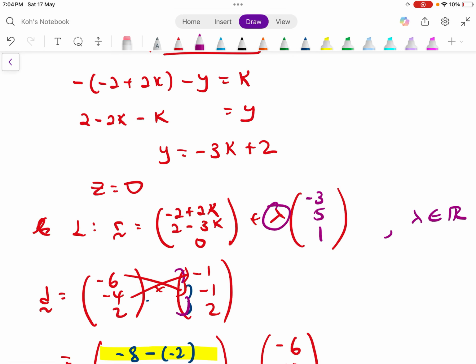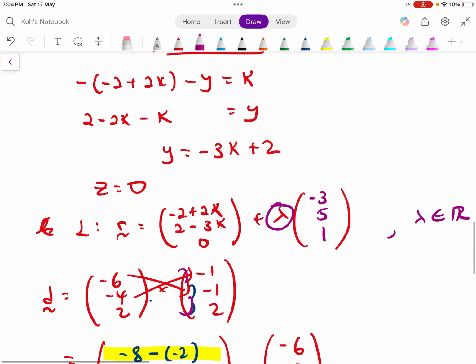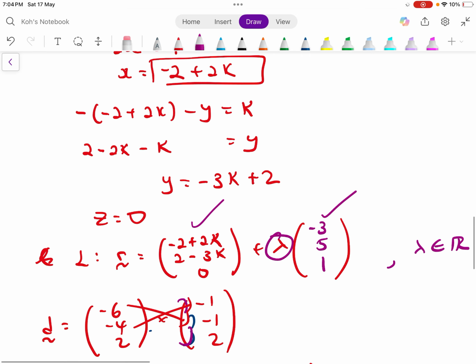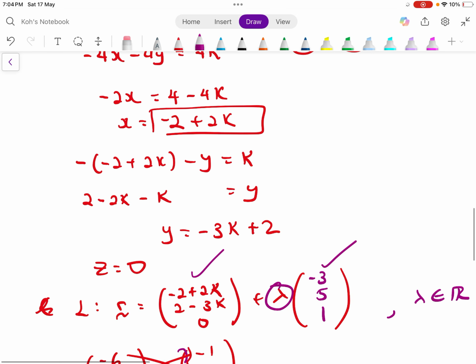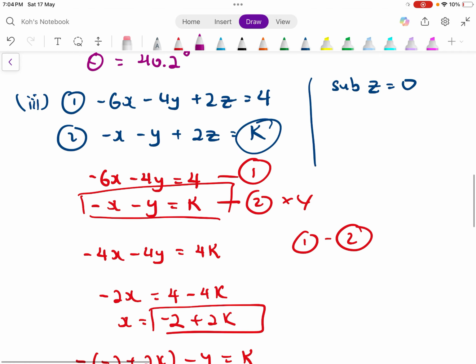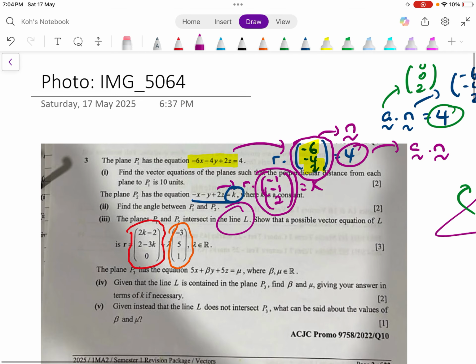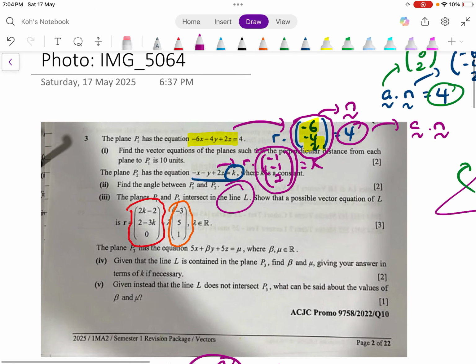Yeah, so that is the so-called line equation. This part is the position vector, and this part is the direction vector. To get your position vector, always remember you must solve the so-called simultaneous equation. Okay, so negative 2 plus 2k, 2 plus 2k, correct. So that is for part 3, quite a long part.